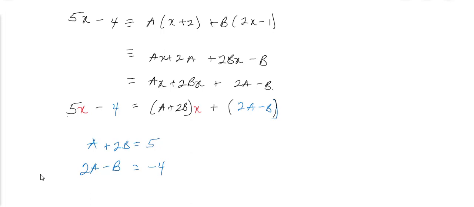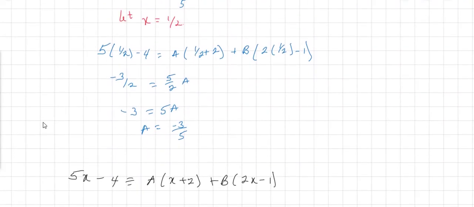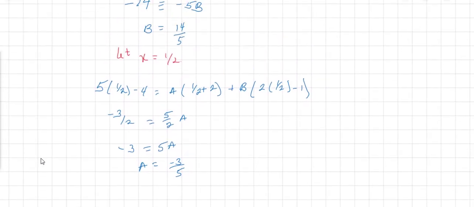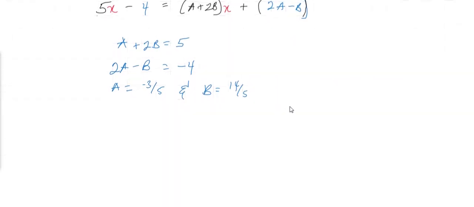So solving this simultaneously, I think you're going to get a to be equal to -3/5 and b to be equal to 14/5. Let's see if we got the same thing. If we didn't get the same thing, then it means we did something wrong. Yes, we got the same thing. b is equal to 14/5 and a is equal to -3/5. So that is solving for constants in identities.